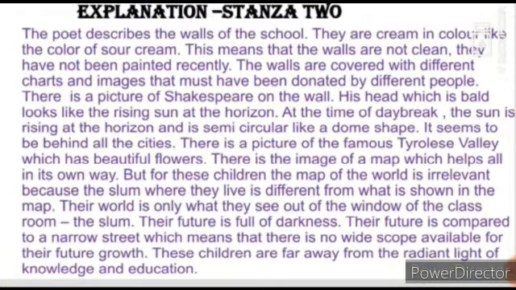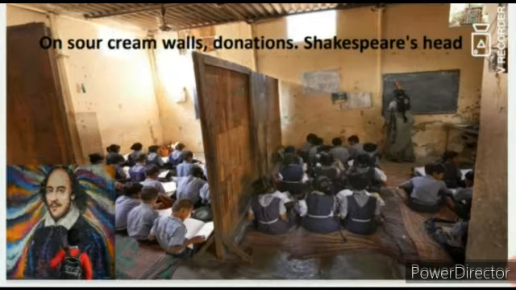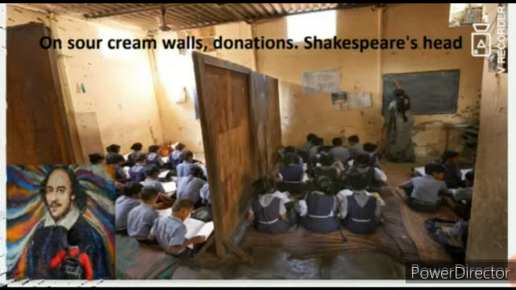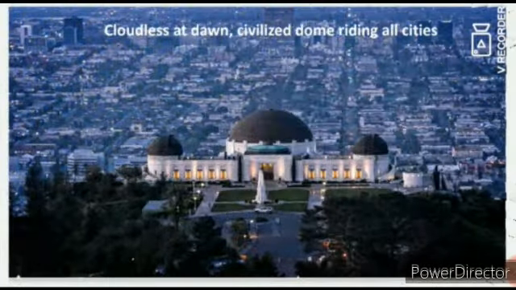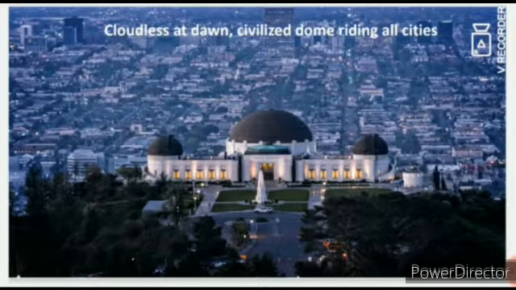Explanation. The poet described the walls of the school. They are cream in color, like the color of sour cream. This means that the walls are not clean and they have not been painted recently. The walls are covered with different charts and images that must have been donated by different people. There is a picture of Shakespeare on the wall. His head, which is bald, looks like the rising sun at the horizon. At the time of daybreak, the sun is rising at the horizon and is semicircular like a dome shape. It seems to be behind all the cities.